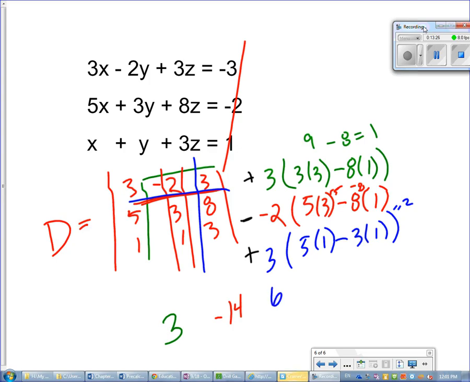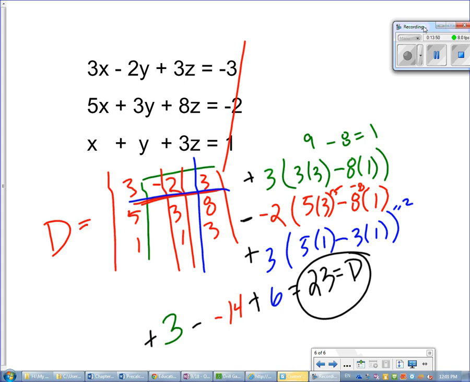And I'm going to take the first value as is, subtract, and add. So 3 minus -14, when you subtract a negative, it's like adding. So that's 17. Plus 6, that's 23. That's the determinant D. Okay. That one's required for all of the variables. You want to start with that.